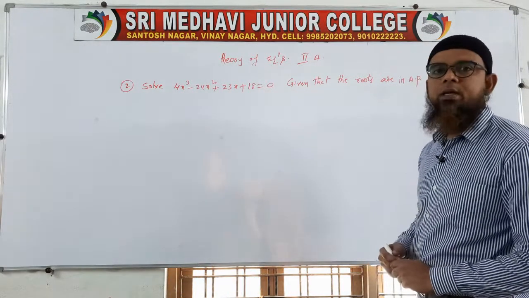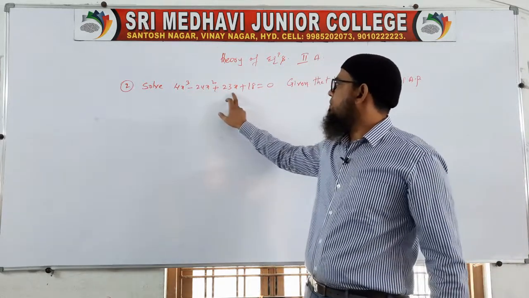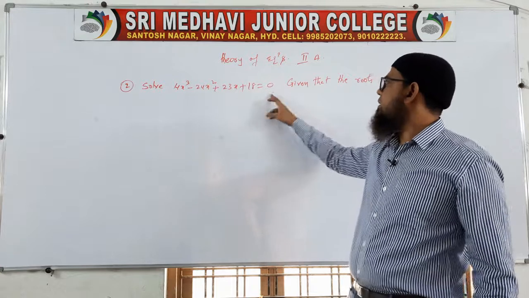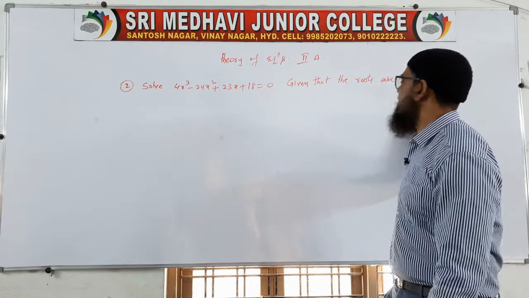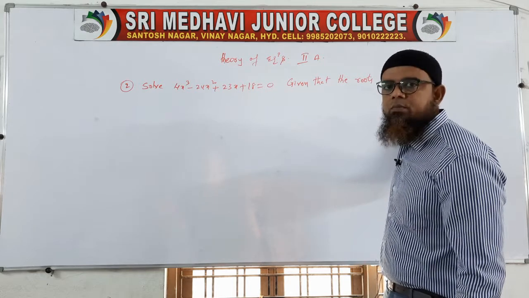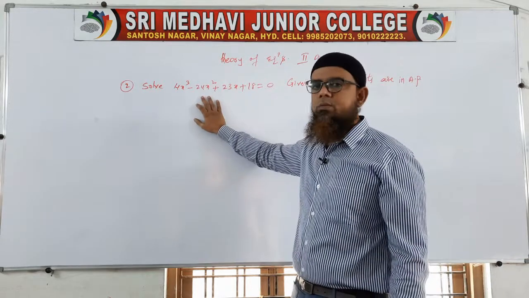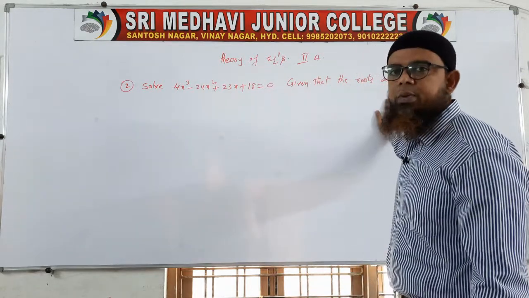This is the second problem here. Solve 4x cube minus 24x square plus 23x plus 18 is equal to 0, given that the roots are in AP. This is also the same problem as the first one. One polynomial is given and the roots are in AP.